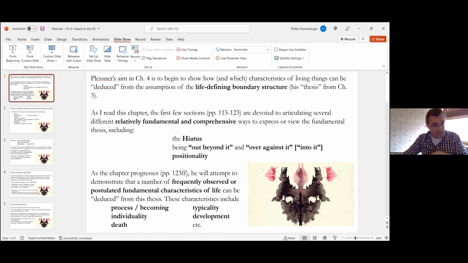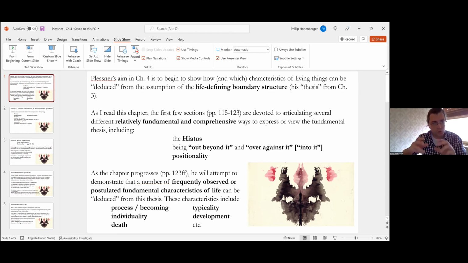Another is the notion of positionality, that living things, in a way, take a place or have an orientation to place that goes beyond the first level of spatial relations. So it's something like an extra dimension of space that they occupy.